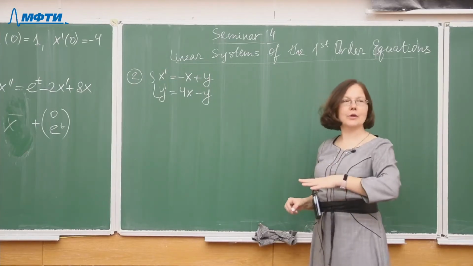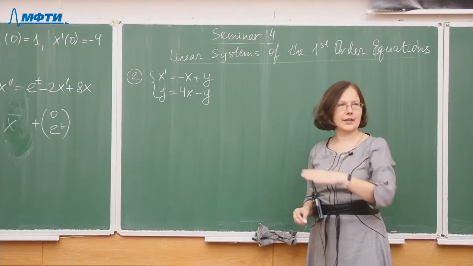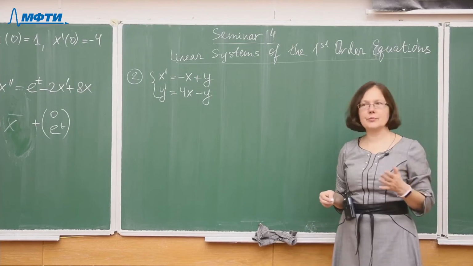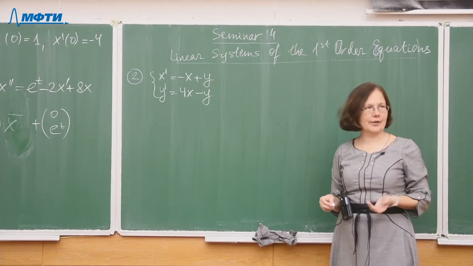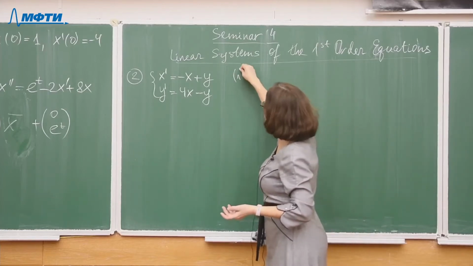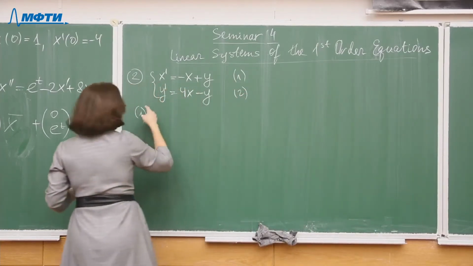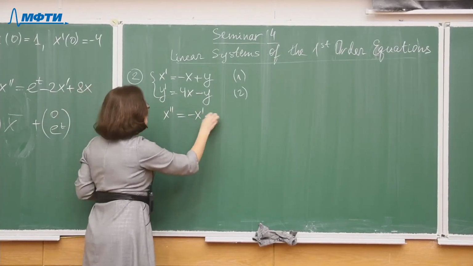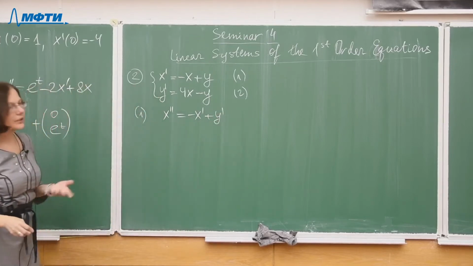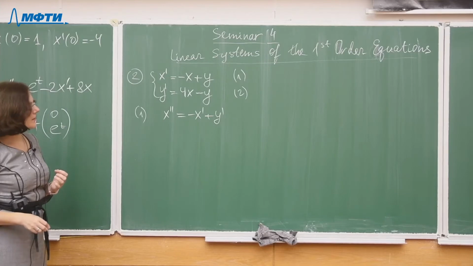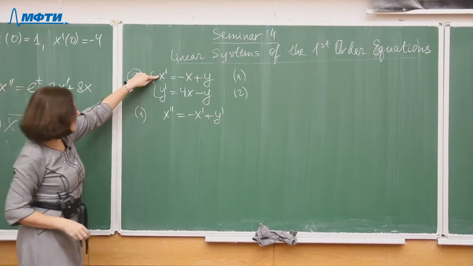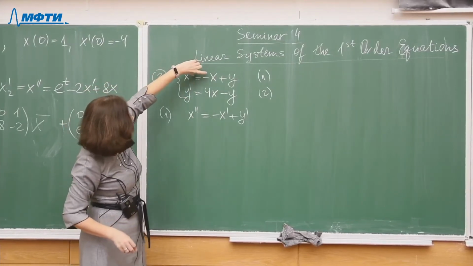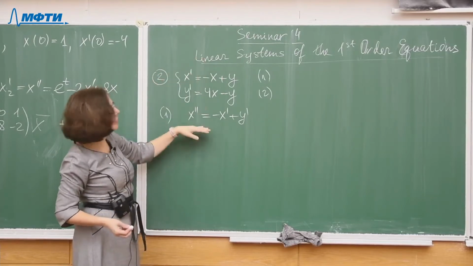So as before, as in the example from the lecture, we should consider one of the equations, for example the first equation, and differentiate it one more time. Right, so take equation 1, we will differentiate it, and we will get x double prime equals minus x prime plus y prime. So this is the first step. We differentiate x twice, and we differentiate the right hand part. If we differentiate both parts of this differential equation, we will get this.